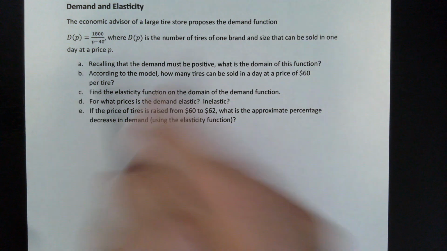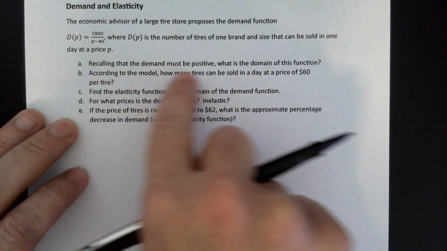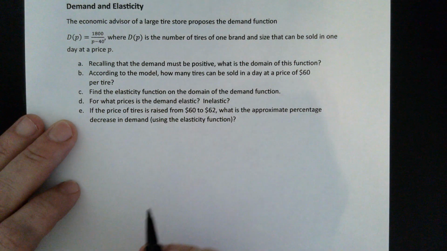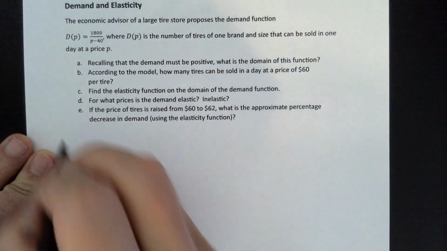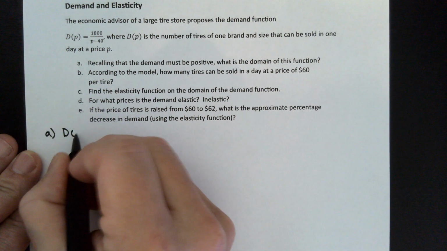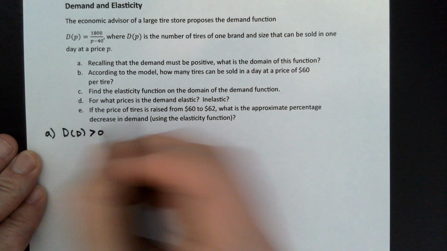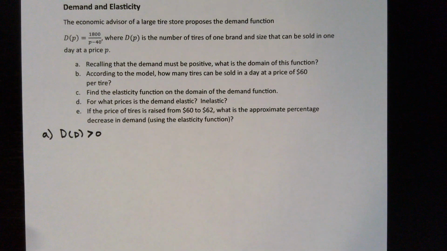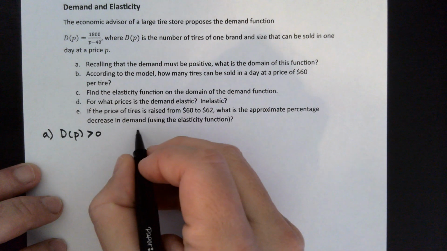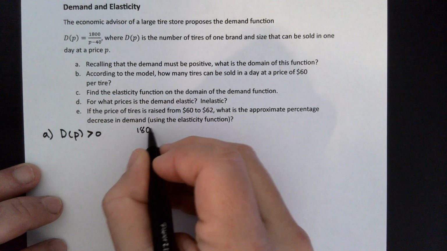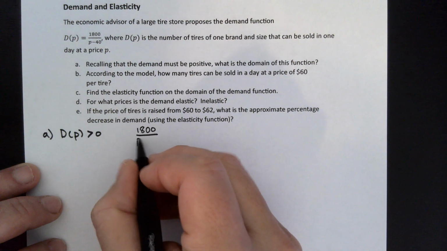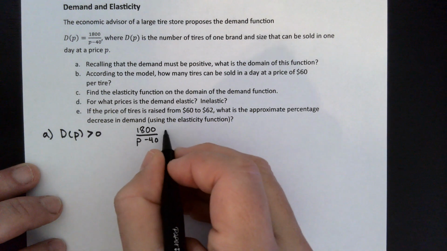Our first question says, recalling that demand must be positive, what is the domain of this function? If we know that demand must be positive, then D of P must be positive. So we look at this function, 1800 divided by P minus 40, and that must be positive.